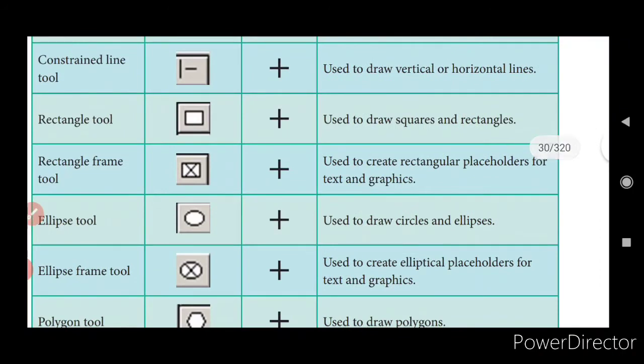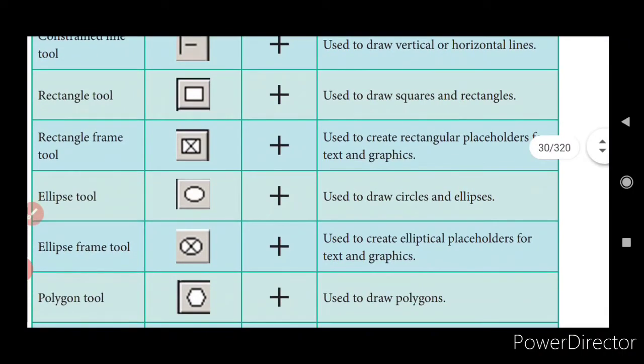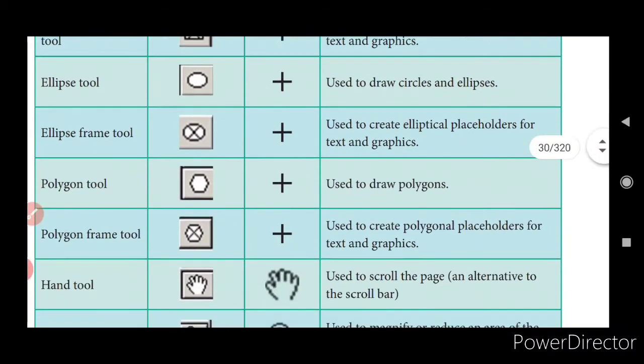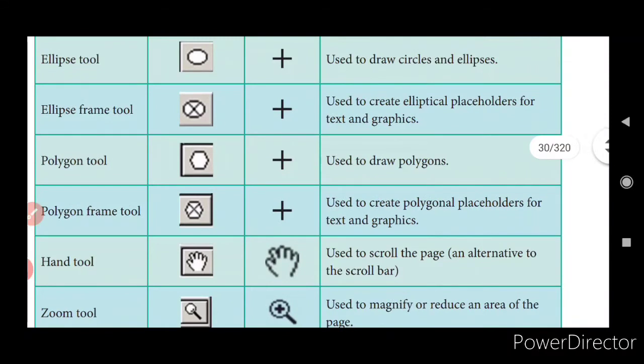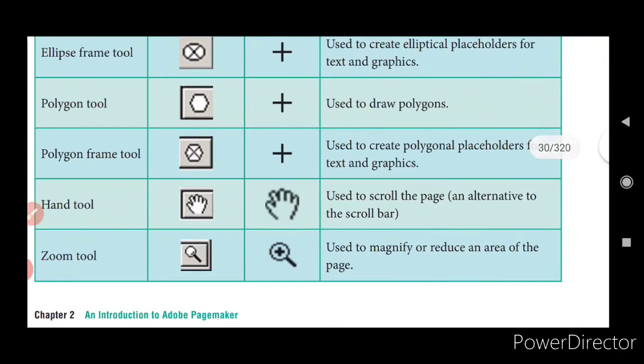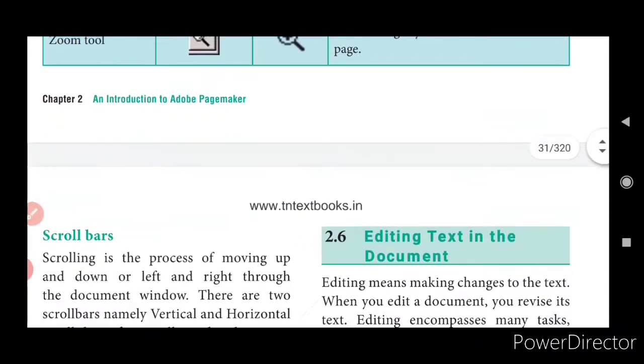The same way, ellipse tool for drawing circles and ellipses, and the frame tool is actually like a placeholder for creating text and graphics. What about polygon tool? Drawing polygons. The frame tool acts as a placeholder for text and graphics. Hand tool, it is used for scrolling the page. What about zoom tool? It is used to magnify and reduce an area of the page.